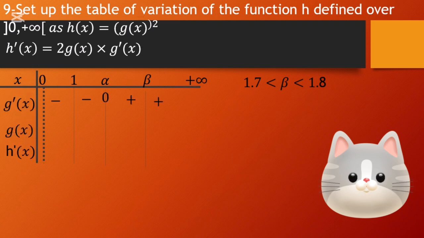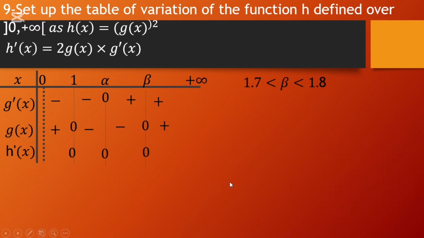So g decreasing, then increasing, then minus, minus, plus, plus. The sign of g of x: g of x vanishes at 1 and beta, and between 1 and beta the curve is below x prime x, so plus, minus, minus, plus. Their product, minus times plus, minus. Here 0 times a number, 0 times a number, 0 times a number, so we have 3 zeros here. This table shows us the sign of h prime of x.